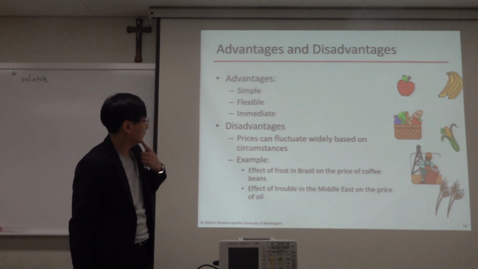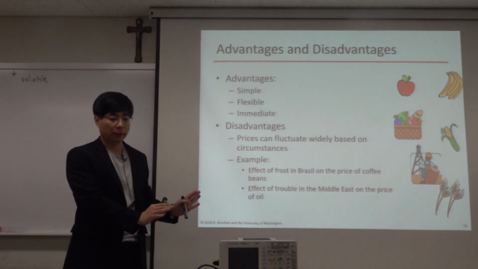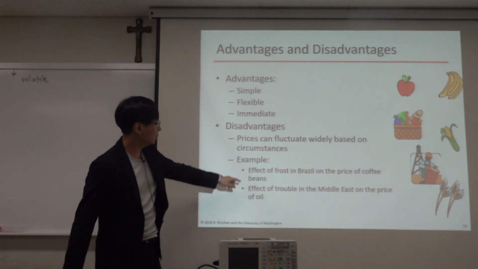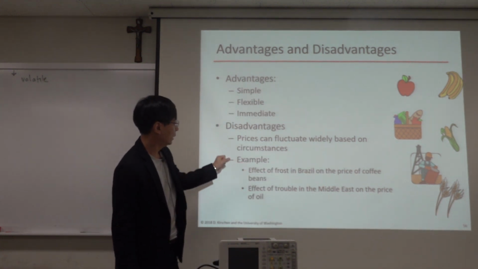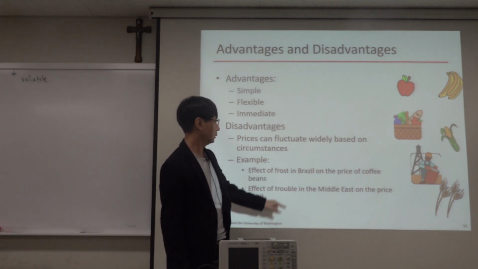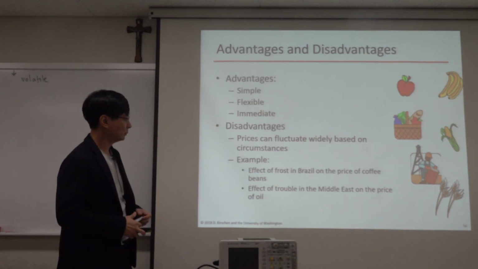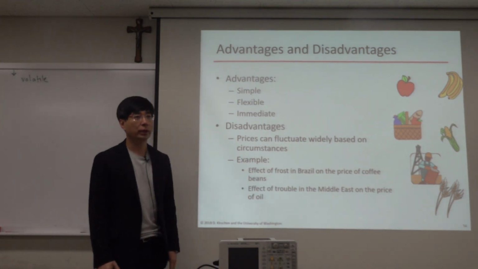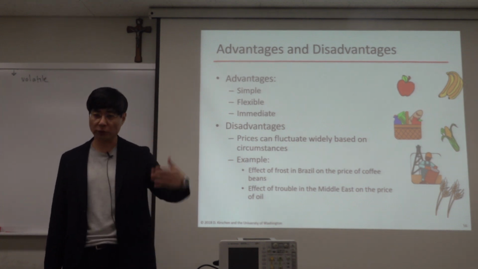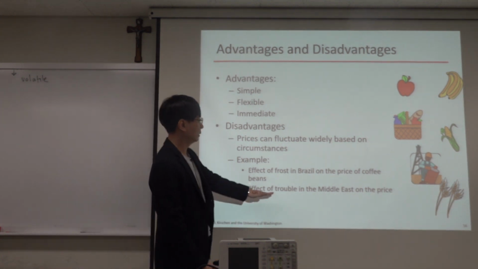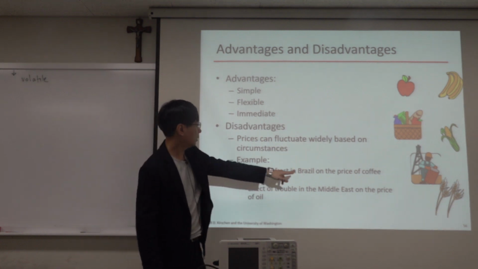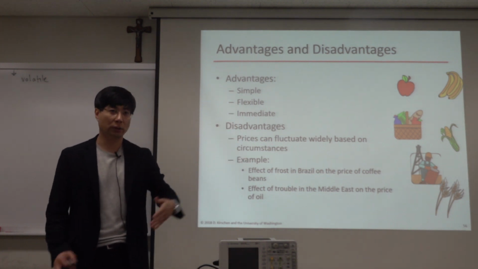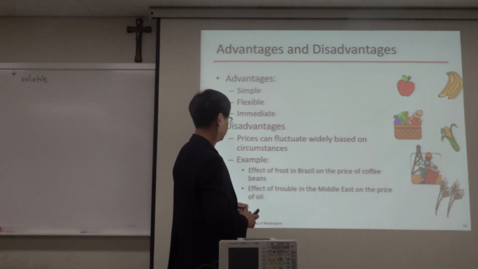Chapter 2 is the basics of economics. Corn, banana, wheat, oil. These are the examples: the effect of frost in Brazil on the price of coffee beans, the effect of troubles in the Middle East on the price of oil. So you can imagine why the price can fluctuate a lot. Depending on the production of oil or coffee beans, the price can change. Usually the price can go up quickly.